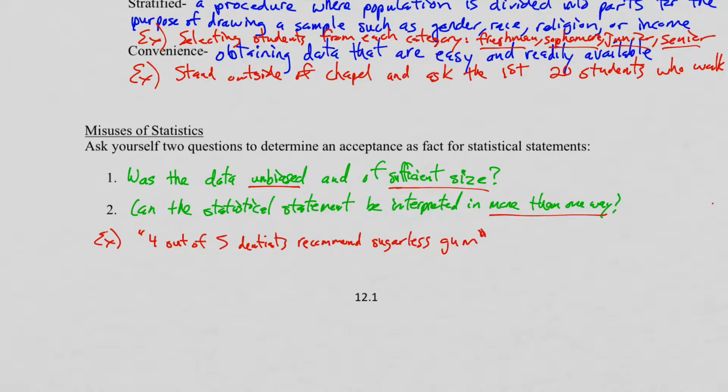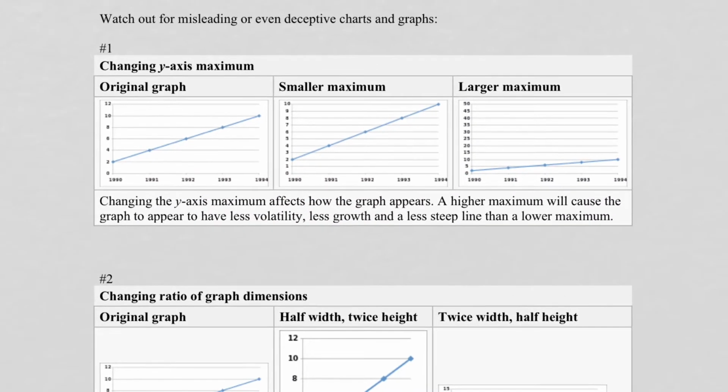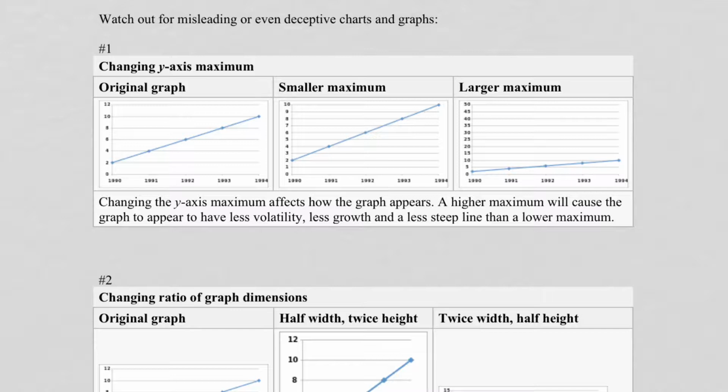Now we're going to look at some charts where these decisions can be made rashly, but on closer look, if you're not paying attention to some of these graphs, you are going to come up with the wrong conclusion. Okay, so you want to watch out for misleading or even deceptive charts and graphs. So right here you can see these lines look very different.